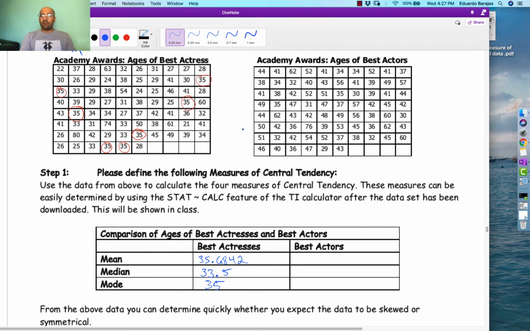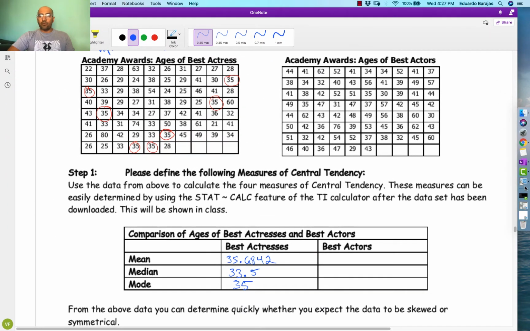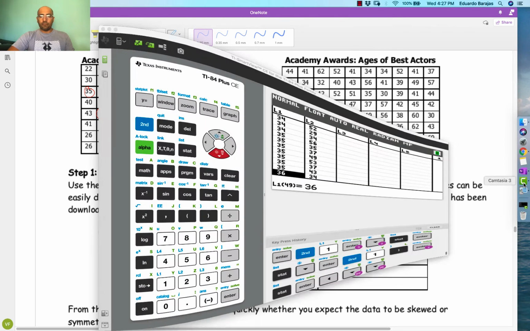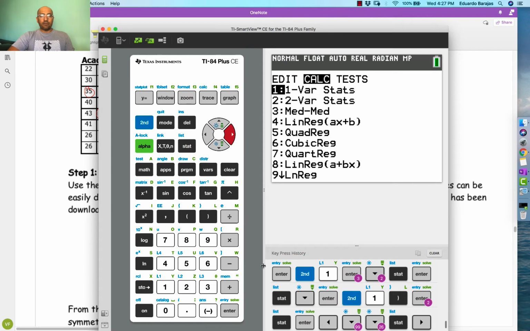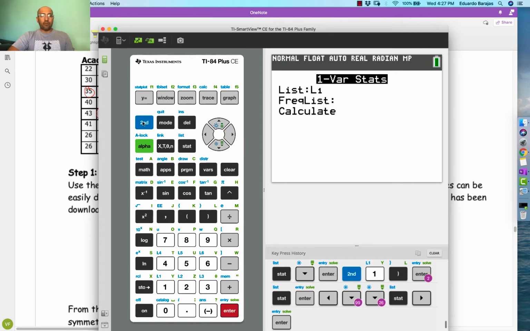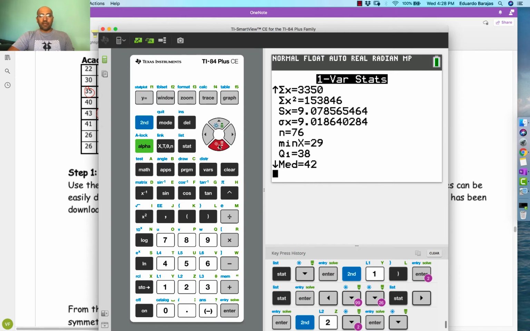Now let's repeat the same thing for the men, Academy Award Best Actors. So remember that all of that is on list number 2. So we're going to go to Stat, Calculate, one variable Stat, and we're going to do List 2. List 2, down, Calculate, and there it is. So the mean age is 44.0789, and if we slip down, we see that the median was 42.